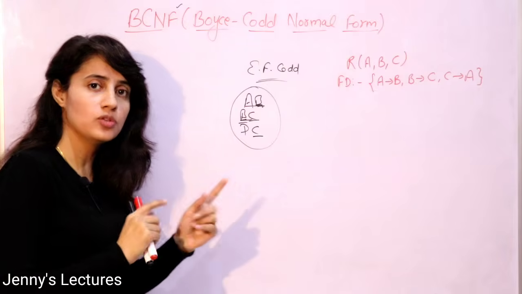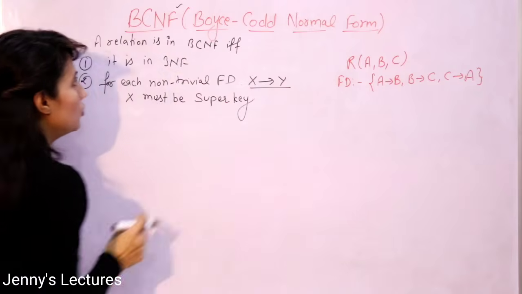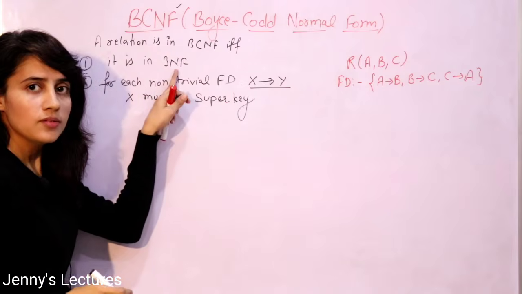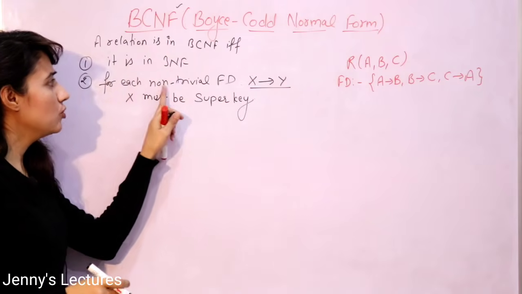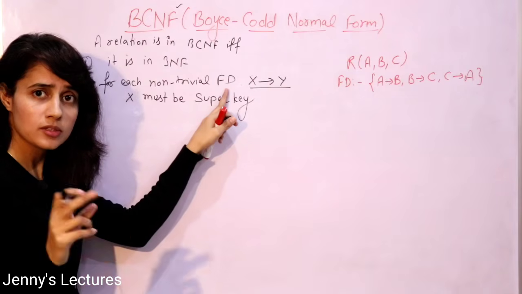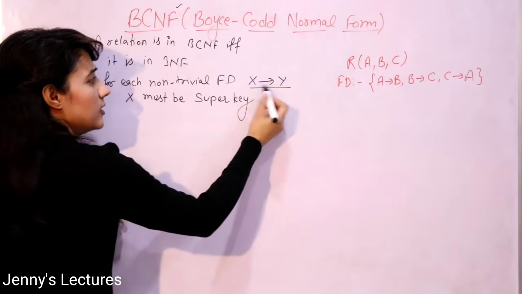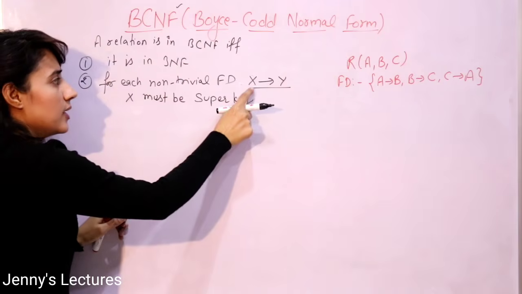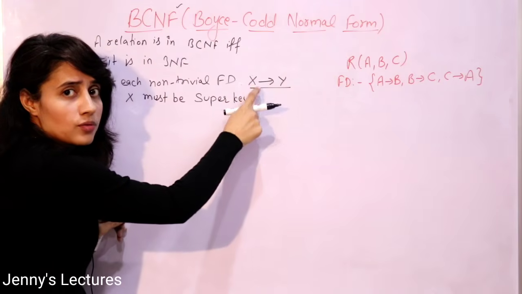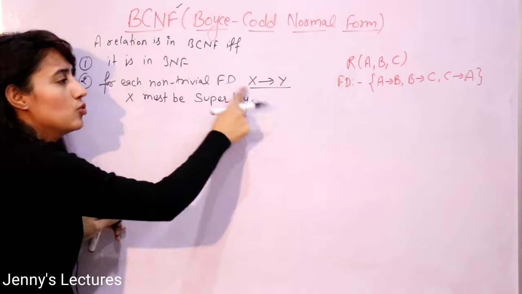Let me write down these rules. So these are 2 rules. It is in third NF. Second is this one. For each non-trivial functional dependency, I have discussed what is trivial, what is non-trivial functional dependency. Suppose functional dependency is x to y, right? Then x, the left hand side of the dependency, must be super key.